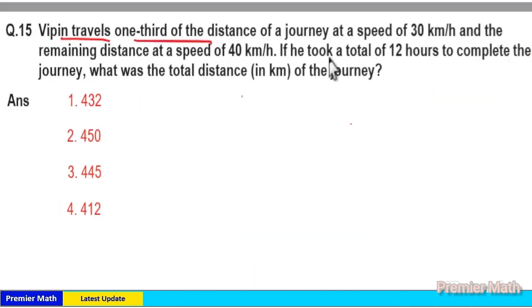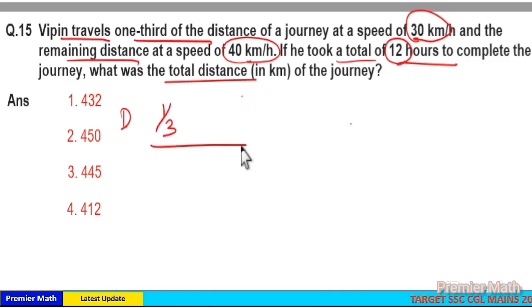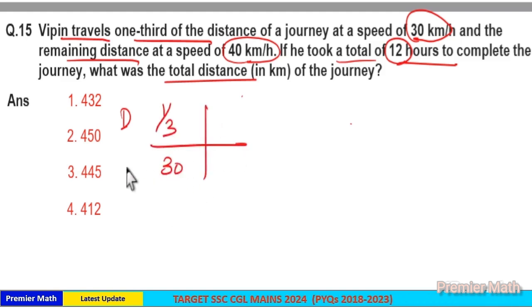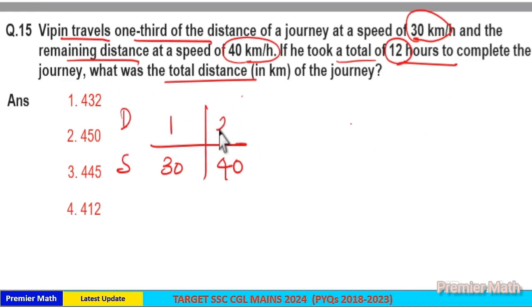Vipin travels 1/3 of the distance of a journey at a speed of 30 km per hour and the remaining distance at a speed of 40 km per hour. If he took total 12 hours to complete the journey, what was the total distance of the journey? Here, Vipin travels 1/3 distance at a speed of 30 km per hour and 2/3 distance at a speed of 40 km per hour. Now 1/3 means total 3 parts is the distance.